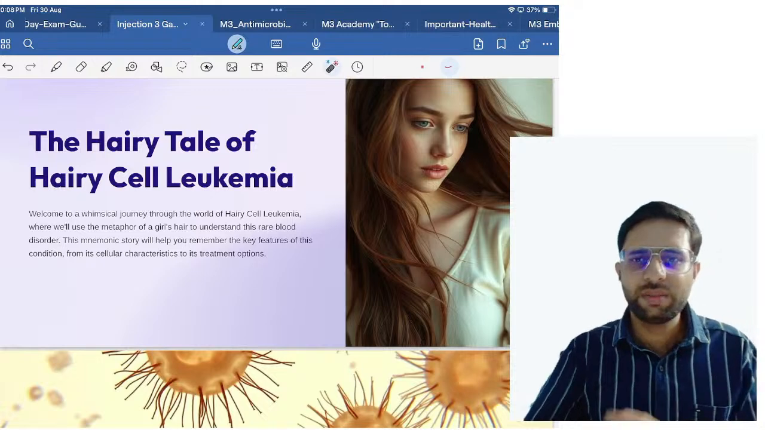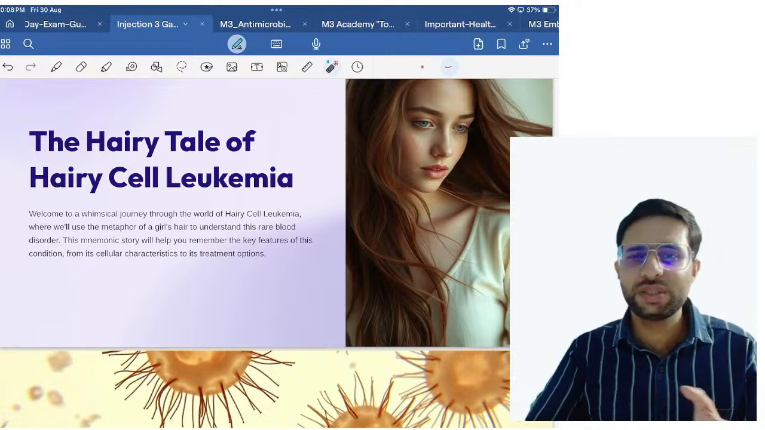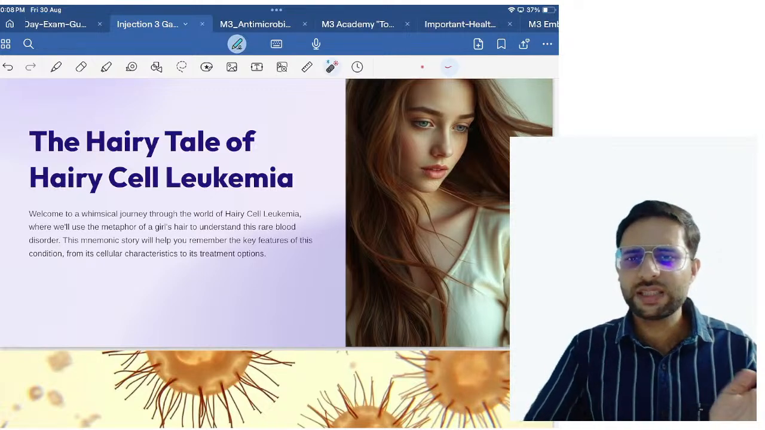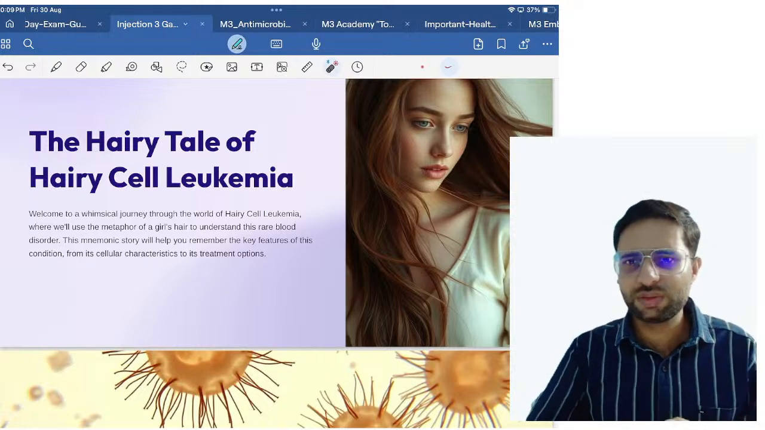And this hematology, this oncology, hemato-oncology is very, very important. Each and every year, either from medicine or from pathology, questions are sure to come.